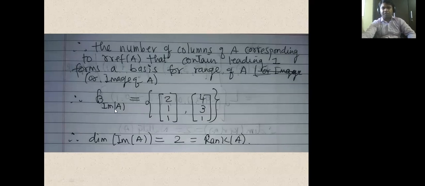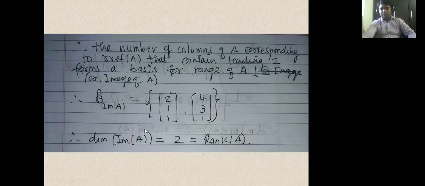So the basis of the image of A contains two vectors, 2 1 1 and 4 3 1. Therefore, since there are two vectors in the basis, the dimension of the image will be equal to 2, and that will be the rank of the matrix. Okay, you all understood what I meant to say here. So we'll proceed. Now we got the rank.